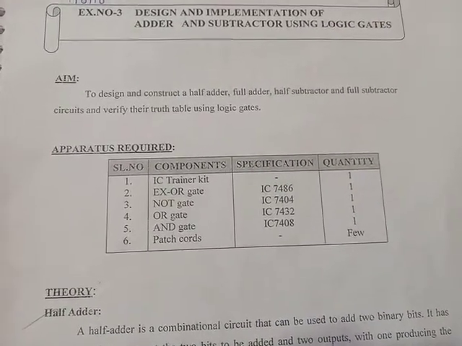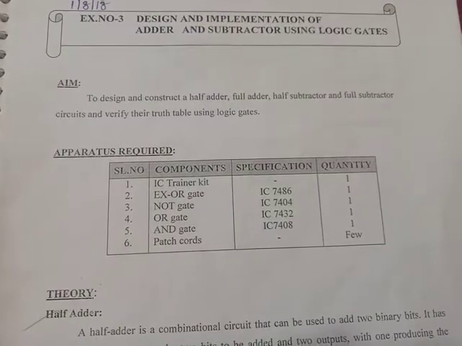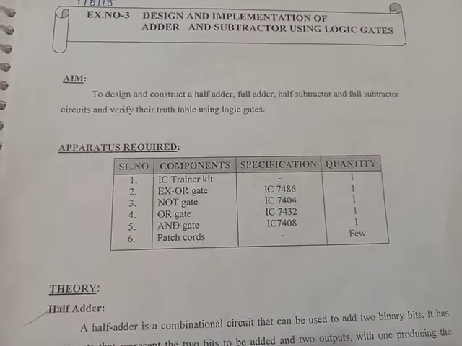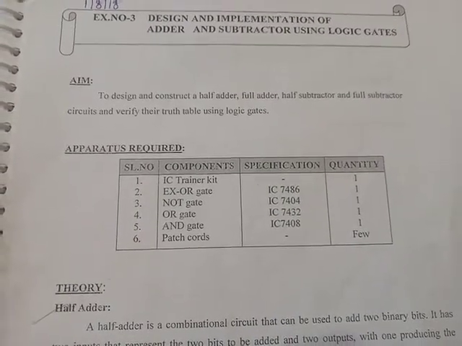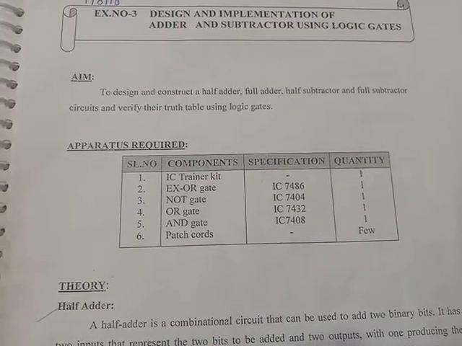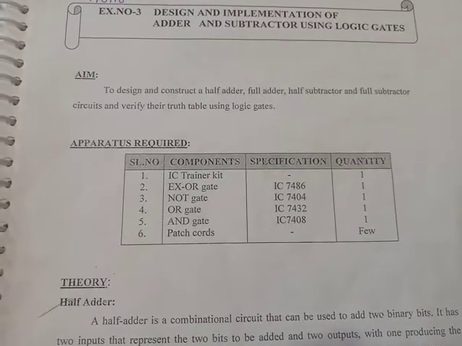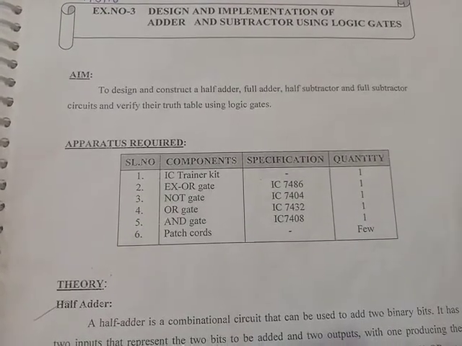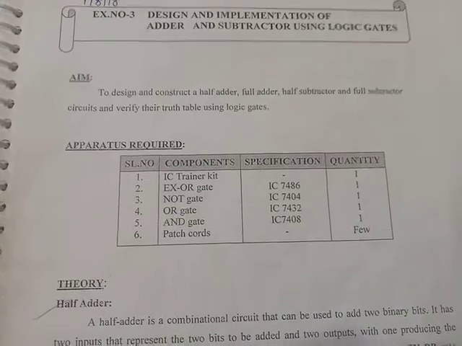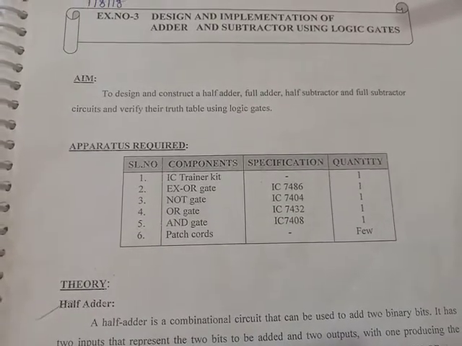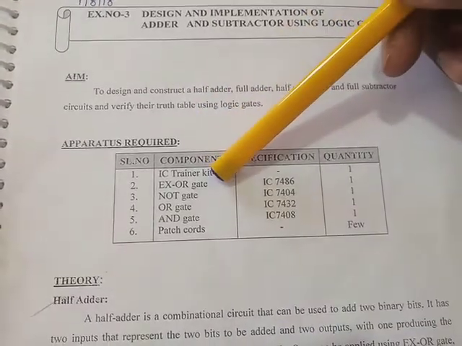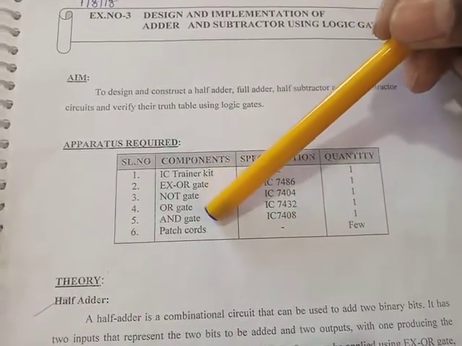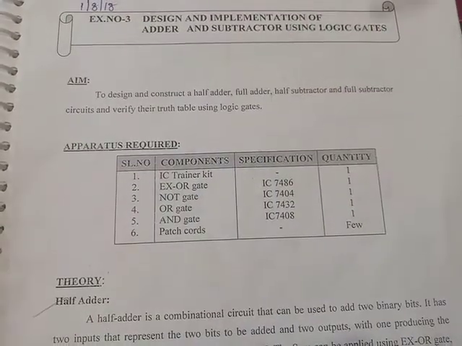So in the last session we discussed half adder and half subtractor, right? So in this session we are going to discuss the full adder circuit, right? So how to construct the full adder circuit using logic gates, and we are going to verify the truth table using our practical session, right? So the components required for this whole experiment are one IC trainer kit, XOR gate, NOT gate, OR gate, AND gate, and some patch cards, right?